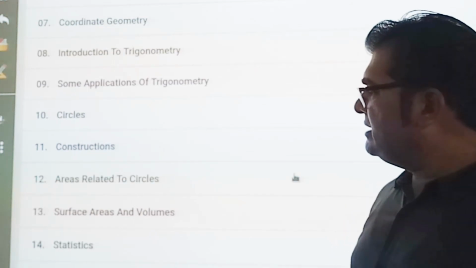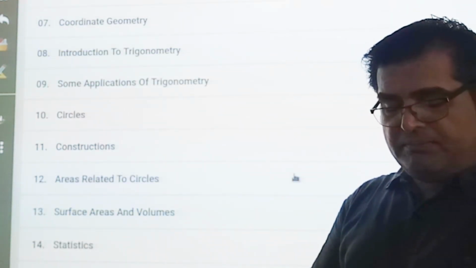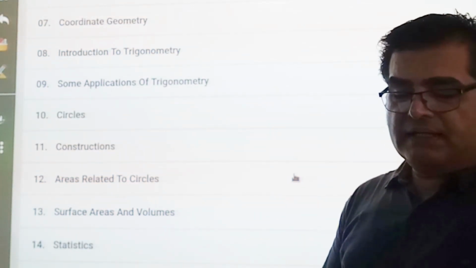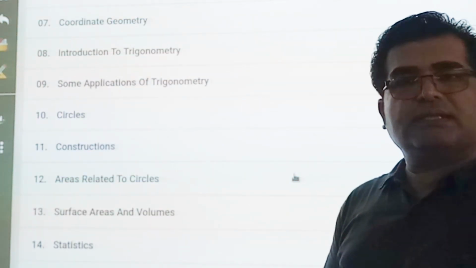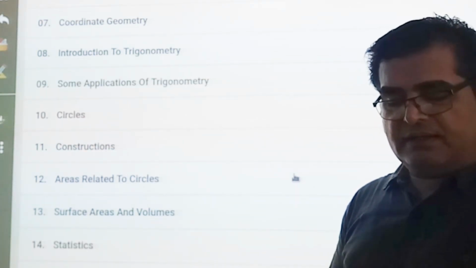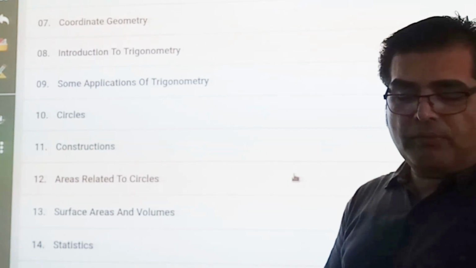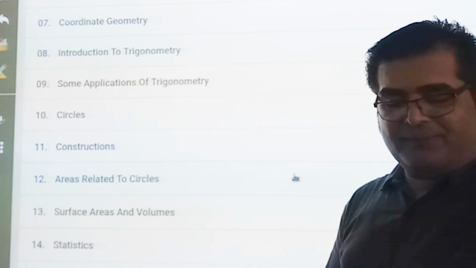Then chapter 14 is statistics. In statistics you will study mean of grouped data, mode of grouped data, then median of grouped data, graphical representation and cumulative frequency distribution of data. Then chapter 15 is probability. In probability you will study probability, a theoretical approach.